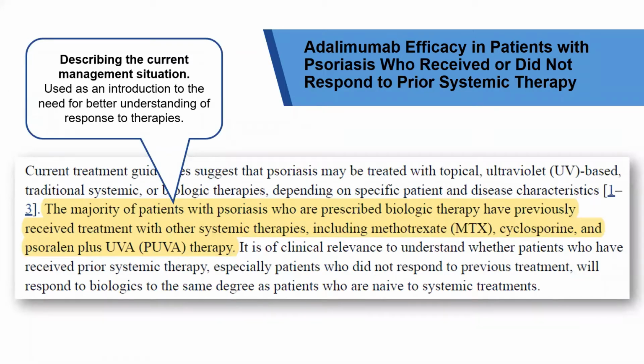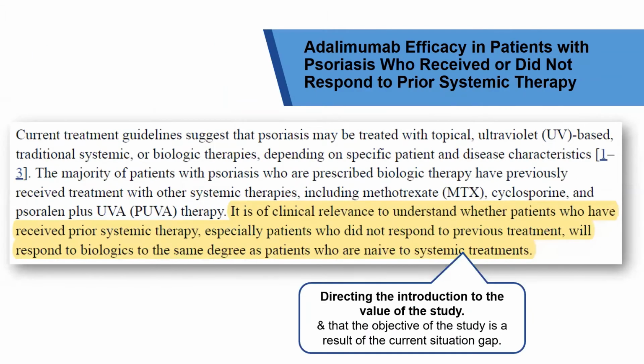They mentioned that the majority of patients with psoriasis who are prescribed biological therapy, or biologic therapy, so the smooth transition from the general treatment paradigm, then sliding to and focusing on biologic therapy, have previously received treatment with other systemic therapies, including MTX, cyclosporin, and PUVA therapy. So general, then more specific on the guidelines.